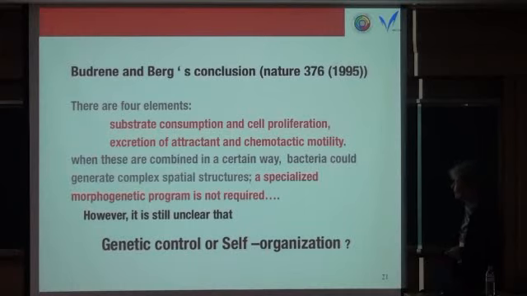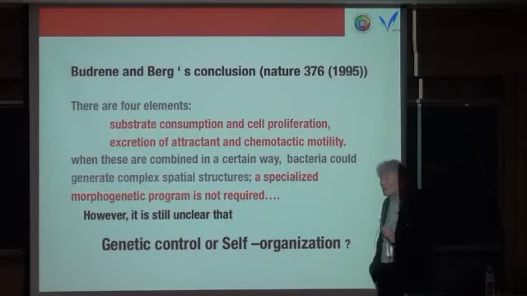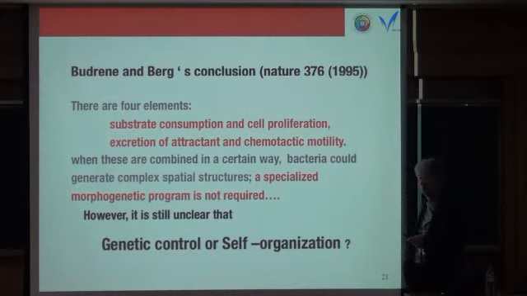Where these are combined in a certain way, bacteria could generate a complex spatial structure. And the important thing, they said, is that a specialized morphogenetic program is not required. They couldn't find a genetic element. That's the key point. However, it is still unclear whether it is genetic control or self-organization. And our standing point is to support the latter.